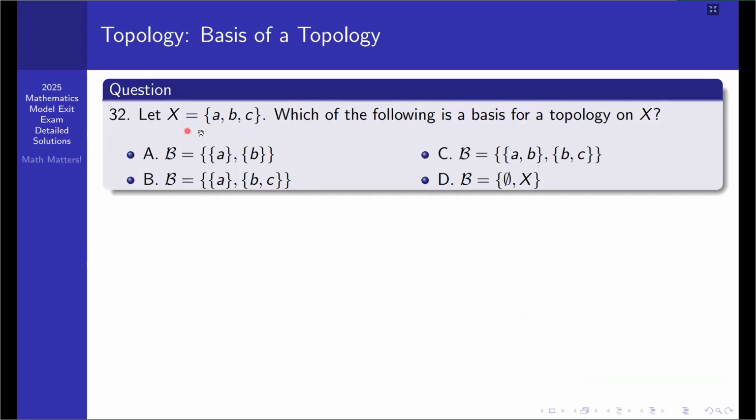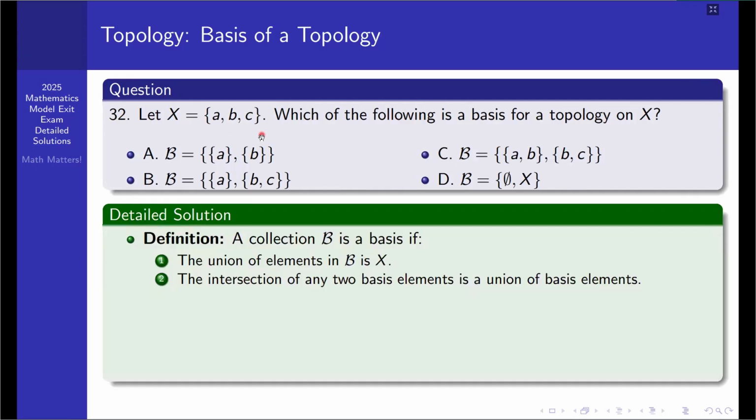32. Let X be equal to the set containing A, B, C. Which of the following is a basis for a topology on X? So first, let us see this definition. A collection B is a basis if these two conditions are satisfied. The first condition is that the union of elements in B is X. The second is that the intersection of any two basis elements is a union of basis elements.